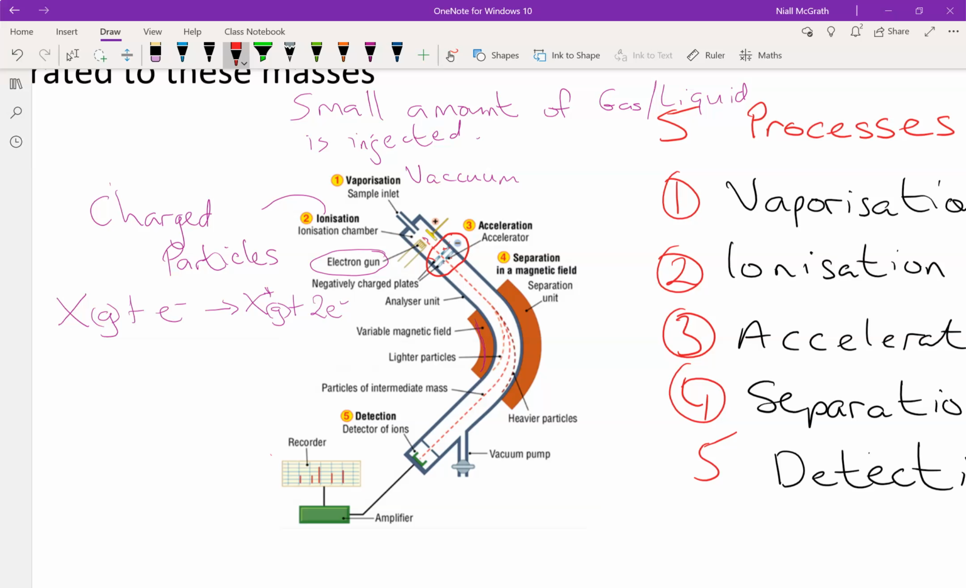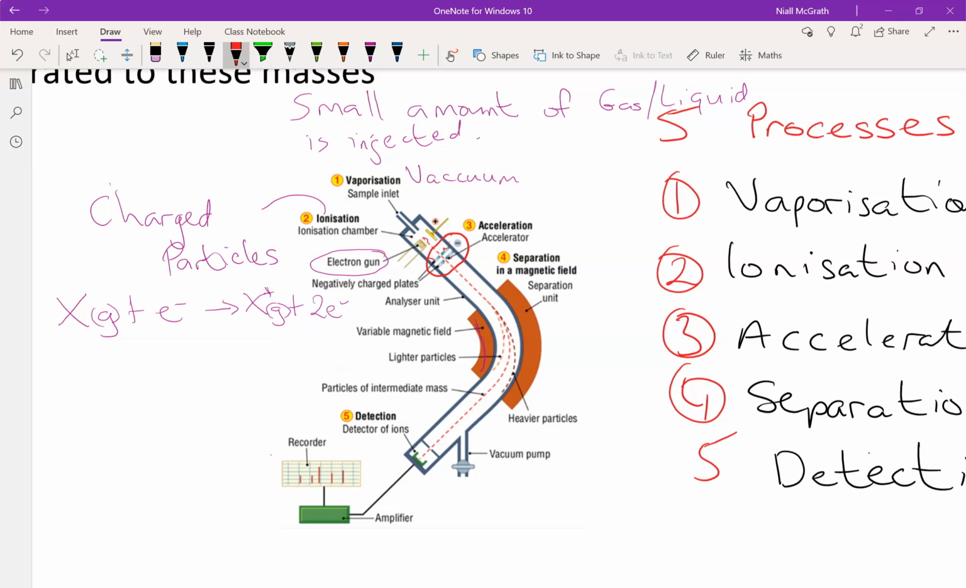Again, it's important that this takes place in a vacuum, because if it didn't, there would be air particles present that your ions would be deflected by. They'd change their course. So it's important that this takes place in a vacuum, so your ions don't collide with any air particles.